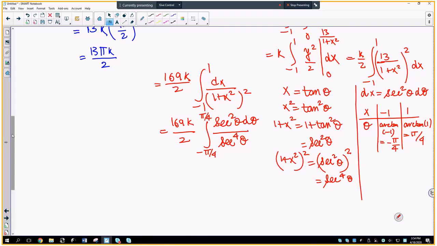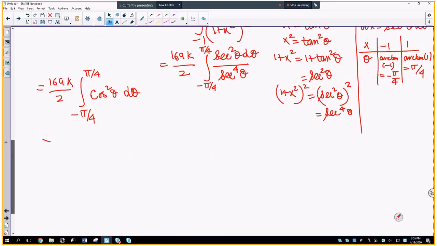And what we will end up having is 169k over 2, integration negative pi over 4 to pi over 4. Recall one thing, the secant square theta on the top and the secant square theta on the bottom will cancel each other. And you will get 1 over secant square theta, which becomes cosine square theta. 1 over secant square is cosine square d theta. And that's a double angle formula for cosine. And this is the work we have seen a lot using the double angle formula for sine and cosine in multiple integrations.